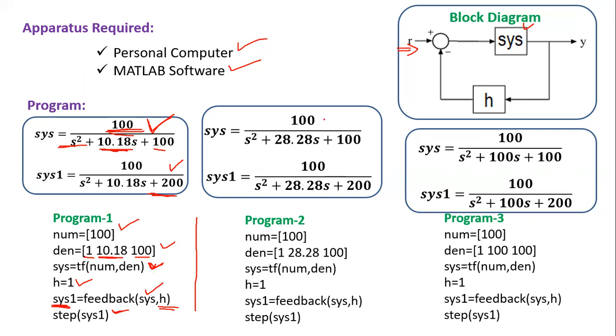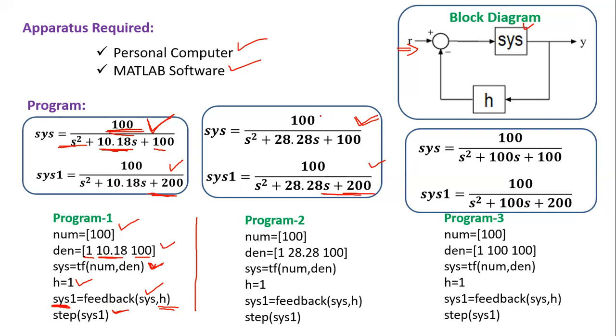This is the open loop transfer function. If we convert it into the closed loop, this is the value we are getting: SYS1 equal to 100 by s square plus 28.28 s plus 200. This is the closed loop transfer function. So here also, first we will specify the open loop system parameters, and then we are adding the feedback element, and the total combination will give the closed loop system. For that system, we'll apply the step input.